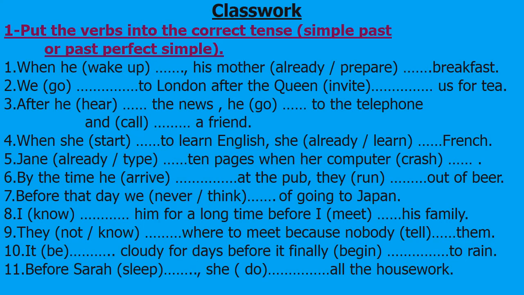We had never thought. Number 8, I know him for a long time before I meet his family. Here we have the word before. I have to use past perfect in the sentence before the word before, and past simple in the sentence after the word before. So the answer will be I had known him for a long time before I met his family. Number 9, they not know where to meet because nobody tell them.